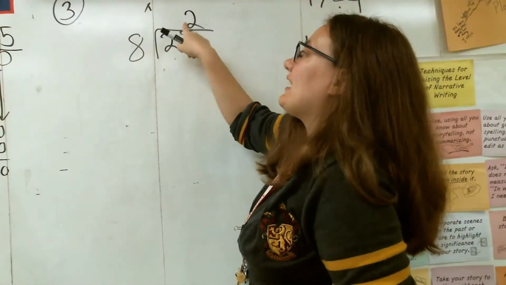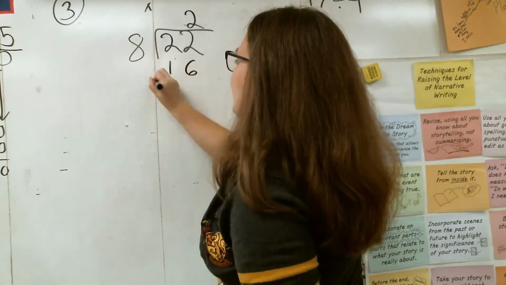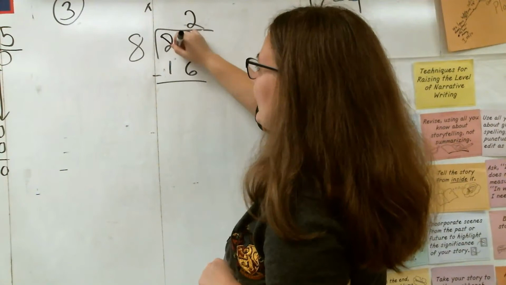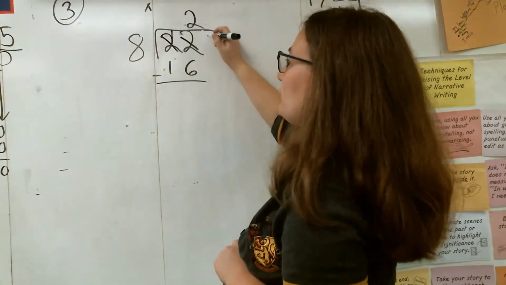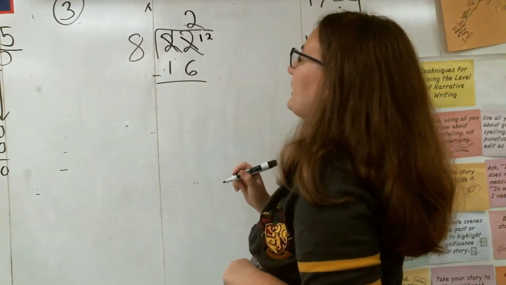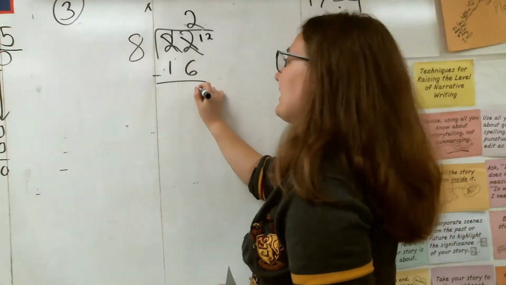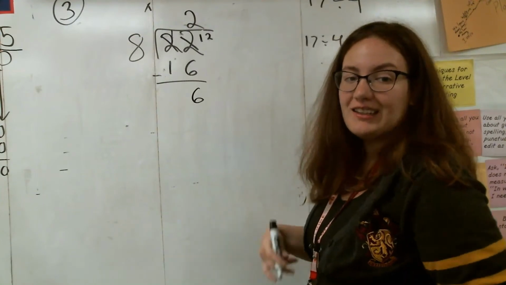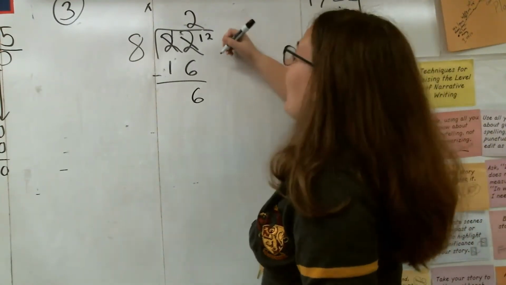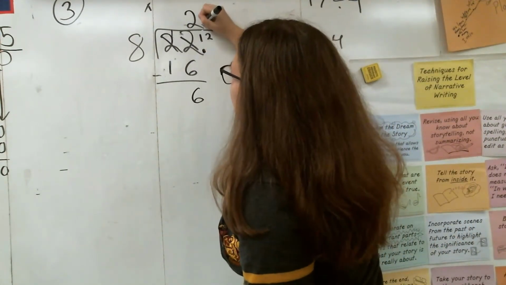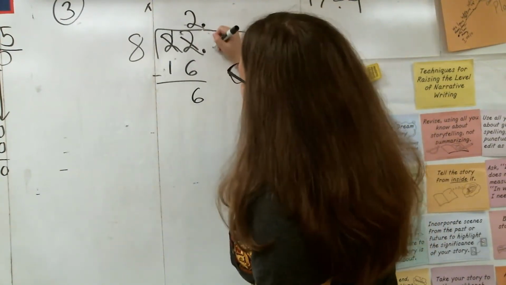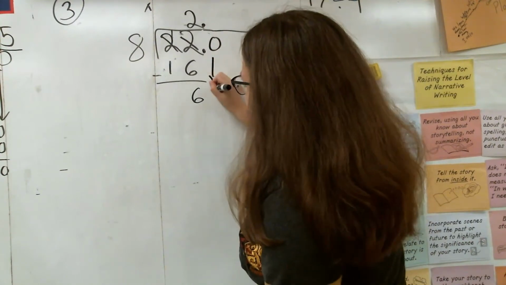So we do 8 times 2, which is 16, and then I can subtract. So I can't do 2 minus 6, so I borrow from the 2, becomes a 1. This 2 becomes a 12. We do 12 minus 6, which is 6. And now I am left with 2 remainder 6. Remember, I don't want that. I'm going to add a decimal place just to remind myself that now I'm moving into the tenths place. I'm going to extend this, add a 0, bring down the 0.